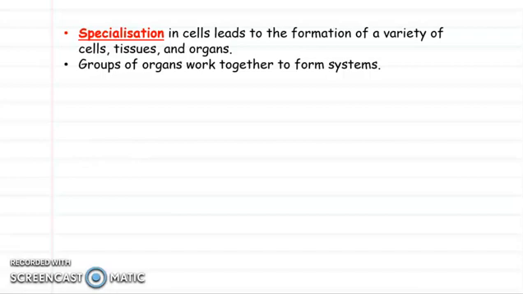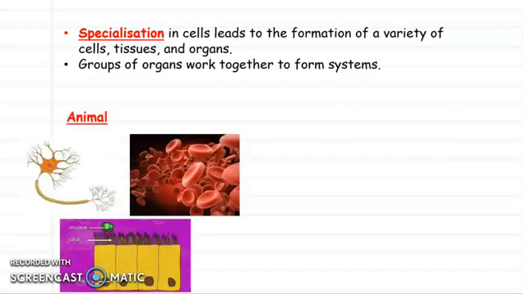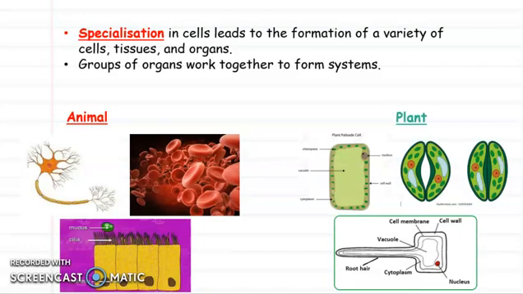Cells can become specialized, and specialization in the cell leads to the formation of a variety of cells, tissues, and organs. Groups of organs work together to form systems. If we have a quick look at some specialized animal cells, these include things like nerve cells, red blood cells, and ciliated epithelial cells. In plants, cells can also become specialized, such as palisade mesophyll cells in the upper layers of the leaf, guard cells which form the stomata, and root hair cells for the absorption of water.